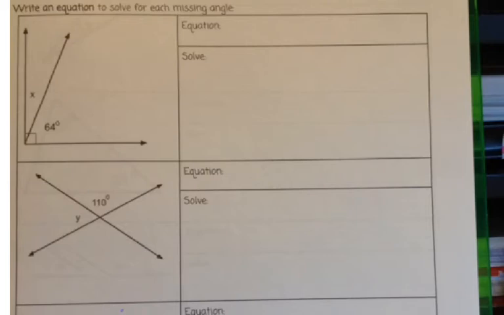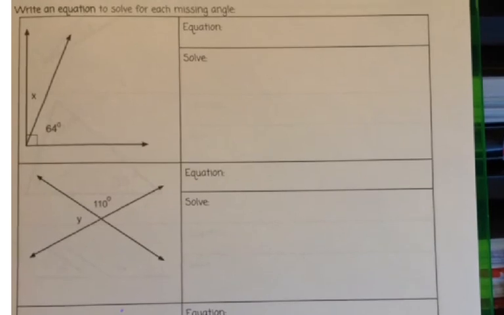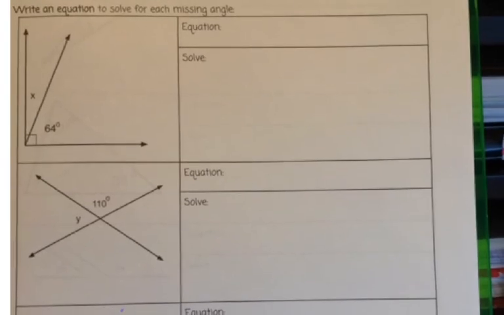Today we're going to work on solving equations using algebra that we've done in the past. So notice that the directions say write an equation to solve for each missing angle. So we're going to apply what we've been doing to geometry. So you have to remember what we did when we had geometry. It was back in September.